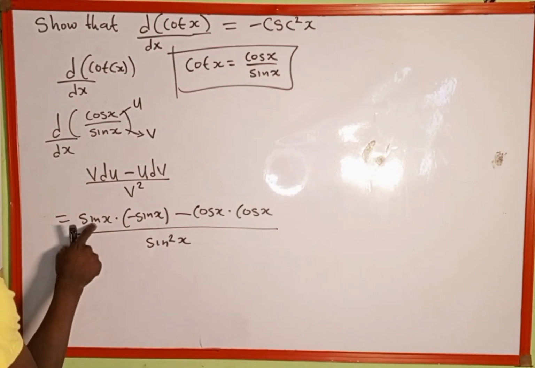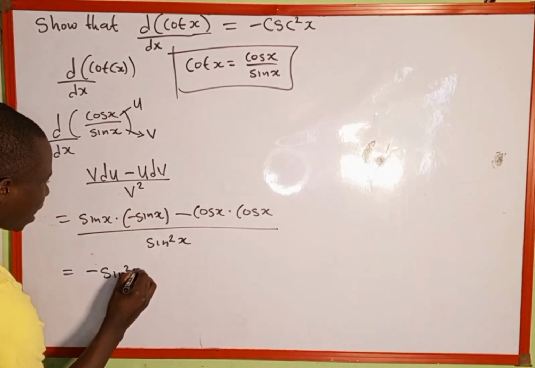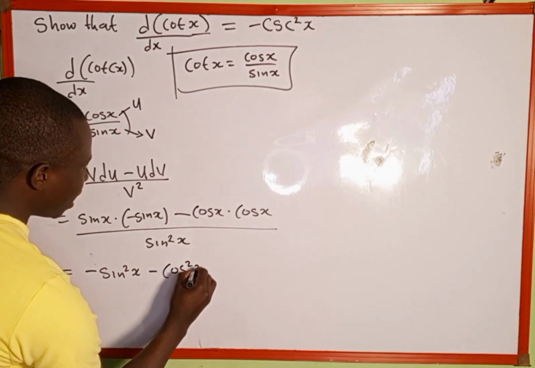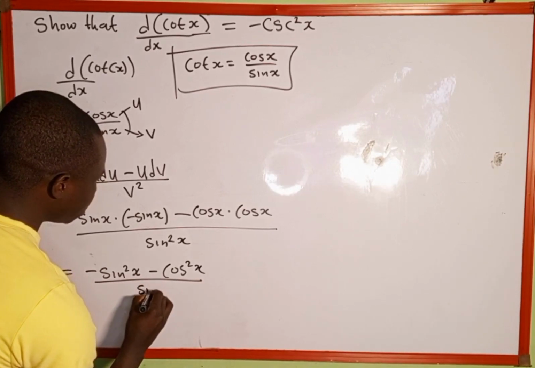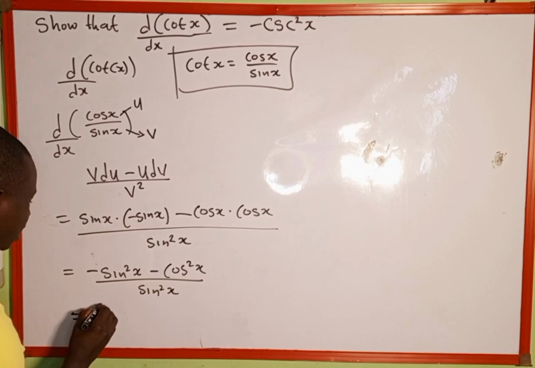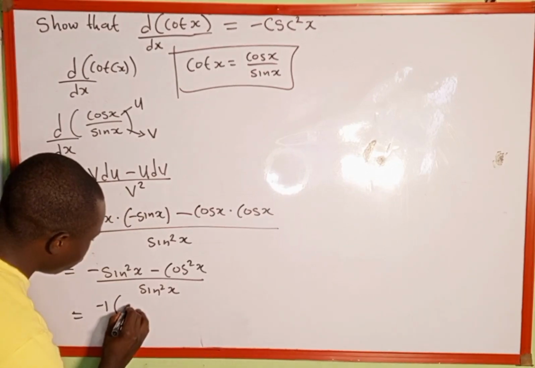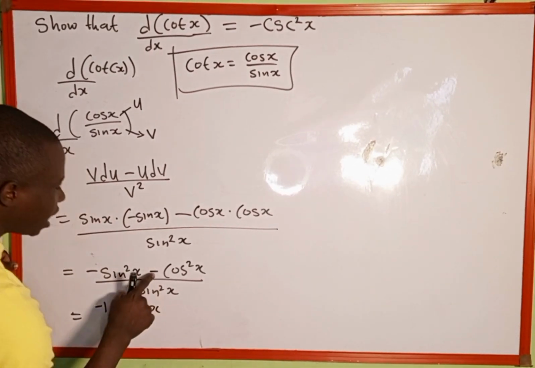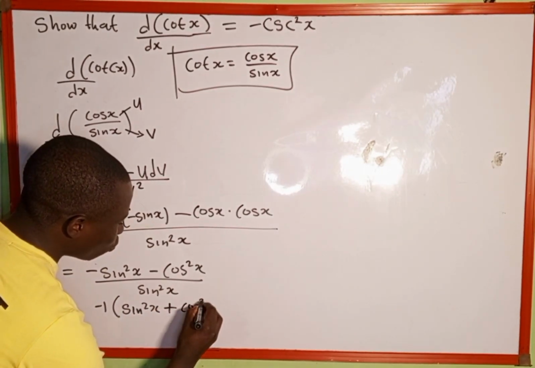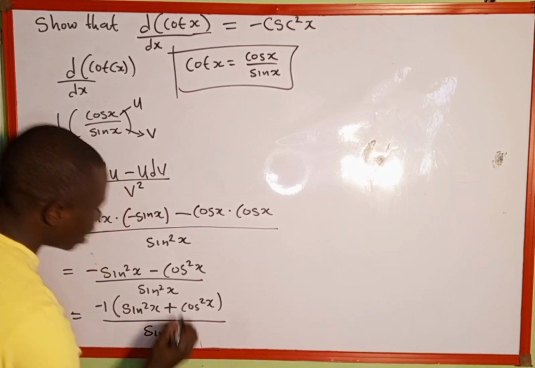So the next thing is to simplify this numerator. Sine x multiplied by negative sine x is going to give us negative sine square x, then minus cos x multiplied by cos x is going to give us cos square x, then everything all over sine square x. Here we have negative, so we're going to factor out -1. Then we open bracket. Minus sine square x divided by -1 is going to give us positive sine square x. The negative cos square x divided by -1 is going to give us positive cos square x. Then everything all over sine square x.